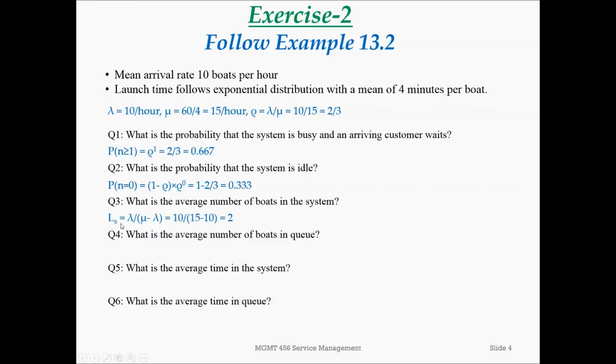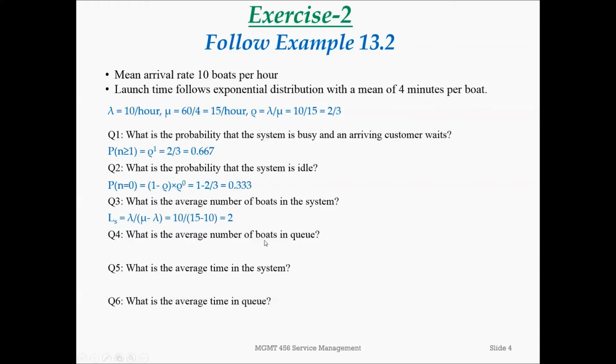So LS is equal to lambda divided by mu minus lambda. We plug in all the numbers, and we get 2. So on average, you will see 2 boats in the system. So that is the number of customers in the system.